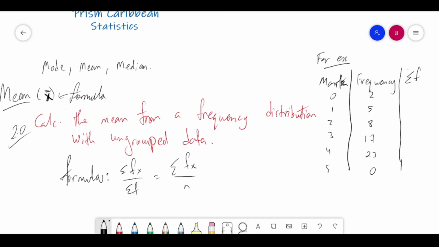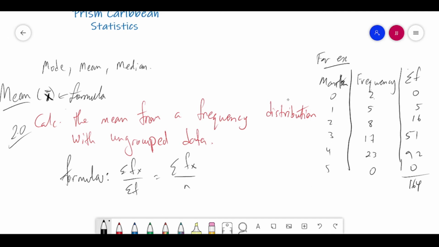And so the summation of the frequency is basically the mark by the frequency. So 0 by 2 is 0, 1 by 5 is 5, 2 by 8 is 16, 17 by 3 is 51, 4 by 23 is 92, and then we have 5 by 0 is 0. And what we do now is add the total summation of the frequency to get a total, right? So this will be 92 plus 51 plus 16 plus 5, which gives us 164.